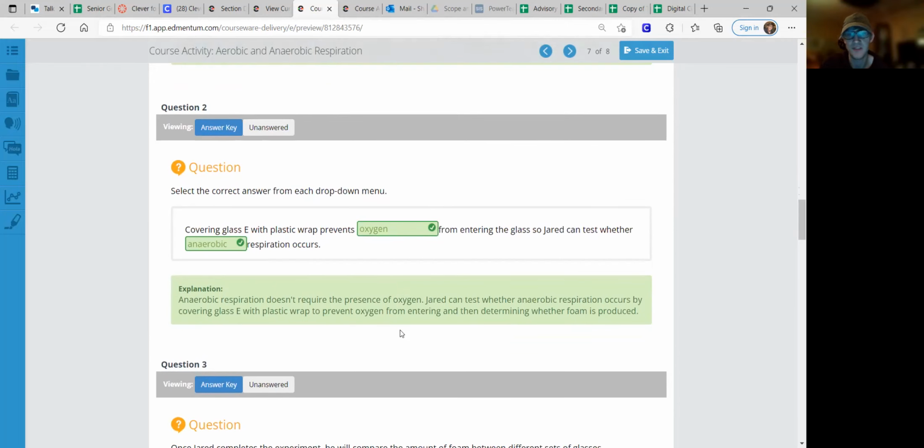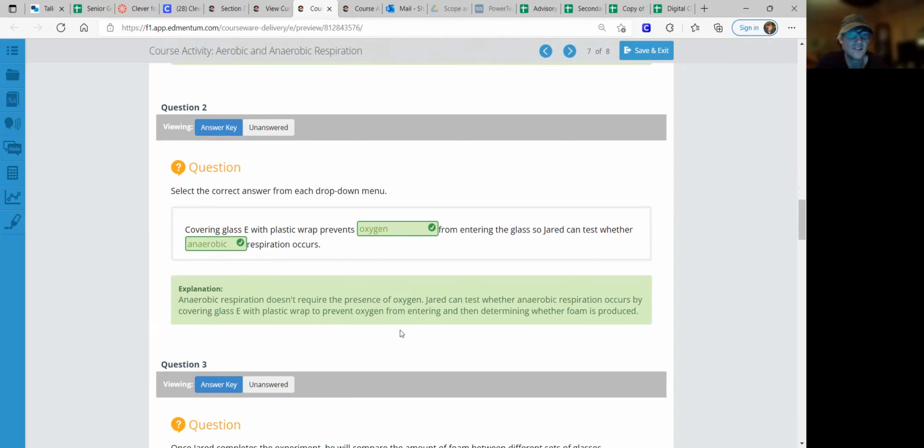Covering glass E with plastic wrap prevents oxygen from entering the glass, so Jared can test whether anaerobic respiration occurs. Anaerobic respiration does not require the presence of oxygen, and he can test whether anaerobic occurs by removing the oxygen from the cup. And that is what the plastic wrap is doing.